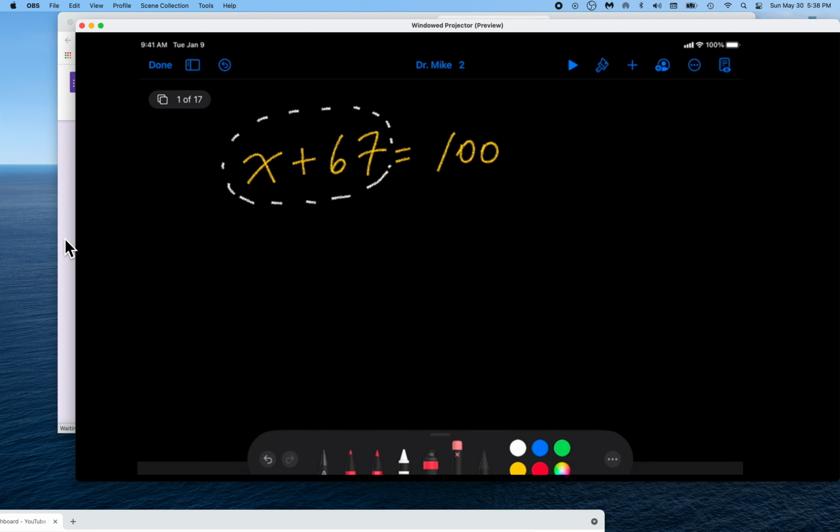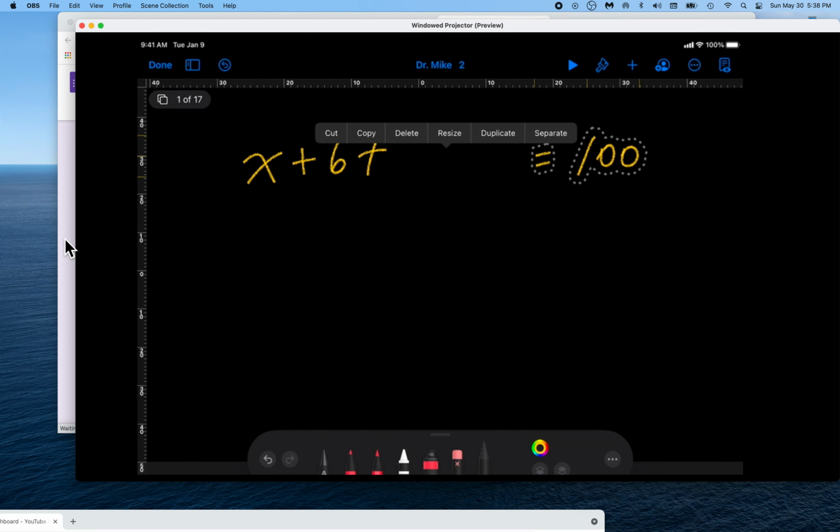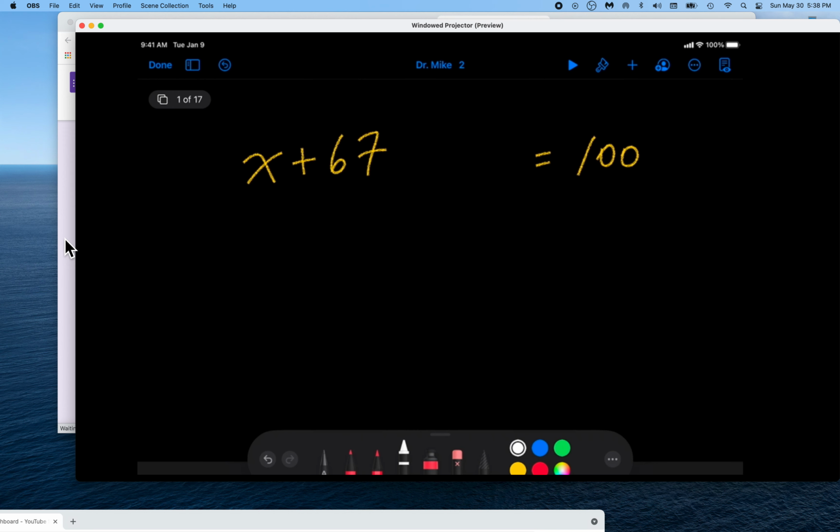So here's what we do. We look at the operation that's being done between x and its neighbor. In this case, it's addition, and we do the opposite. So what we do is we come along and we subtract 67. Subtraction is indeed the opposite of addition. When we do that, when we take positive 67 minus 67, this reduces to 0. And that was by design. So now this becomes x.